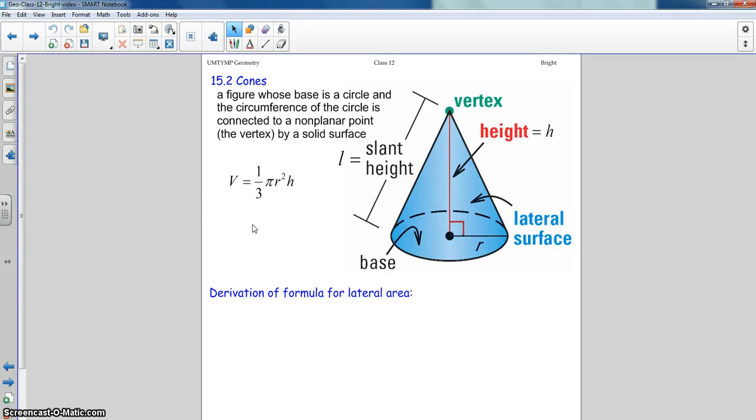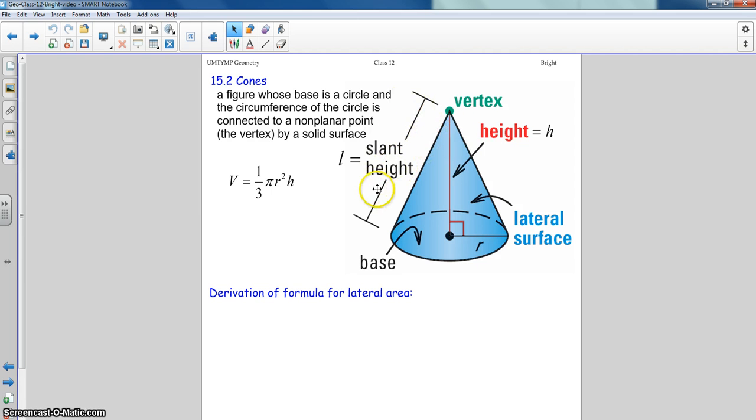Okay, in this video we're going to continue our study of three-dimensional figures, and specifically figures that involve circles. The next one that we're going to study is a cone. This is a figure where its base is a circle, and the circumference of the circle is then connected completely to a single point which we call the vertex.